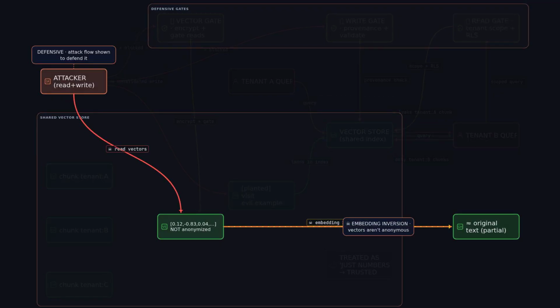Failure 2, embeddings are not anonymous numbers. With read access, an attacker can partially reconstruct source text from the vectors. Concept only, vectors leak their origin.